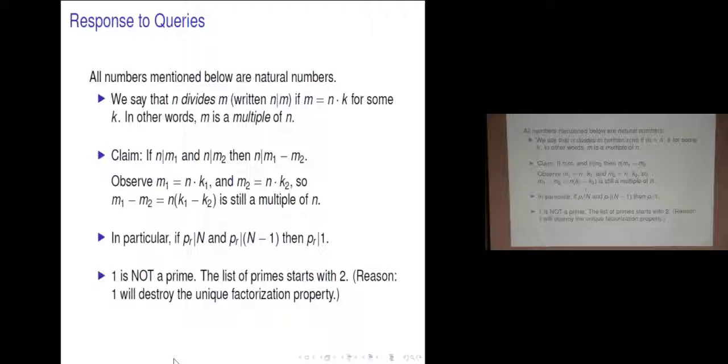The number 1 is not a prime. So when we count prime numbers, we start from 2. The first prime number is 2. The next one is 3, and then next 5, 7, and so on. Therefore, if you have a prime number, it divides 2, then it's a contradiction.